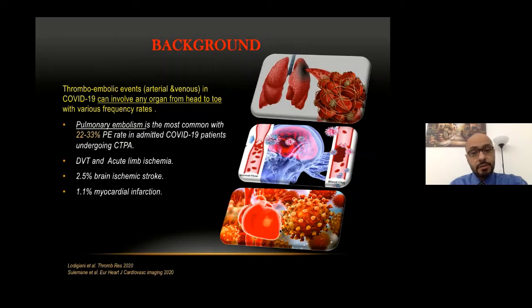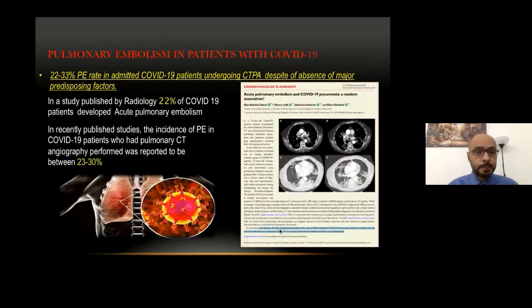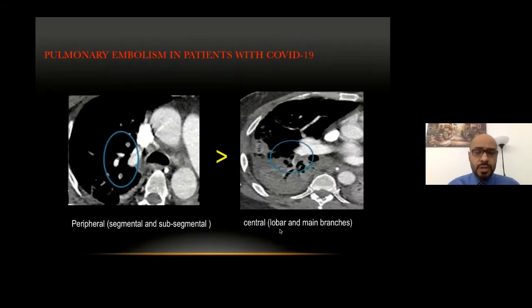The thromboembolic events, either arterial or venous, can involve any organ from head to toe in various frequency rates. However, pulmonary embolism is the most common. It can be seen in up to a third of the cases admitted to the intensive care unit. Also, we can have DVT, acute limb ischemia, brain ischemic strokes, and myocardial infarction. The high rate of pulmonary embolism can happen even despite the absence of major predisposing factors. Pulmonary embolism in COVID patients tends to be peripheral, in segmental and subsegmental branches, rather than in the central lobar or main branches.